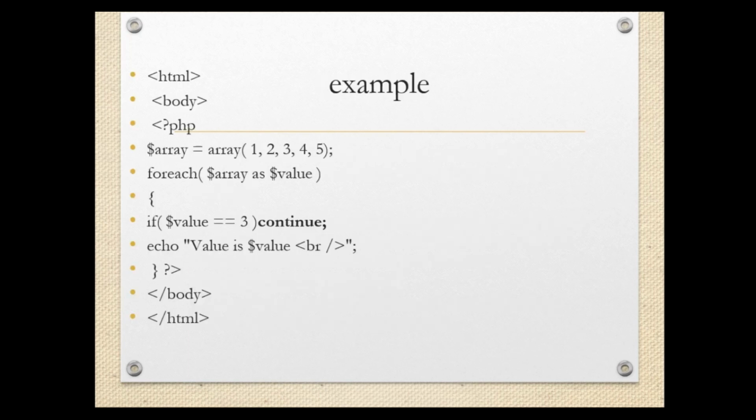Example of continue: opening of HTML tag body, opening of PHP tag, $array equal to array. We have taken 5 values, 1 2 3 4 5. We have taken foreach loop $array as $value. If my $value equal to 3, it will continue. Echo value is $value, closing of PHP tag, closing of body, and closing of HTML.